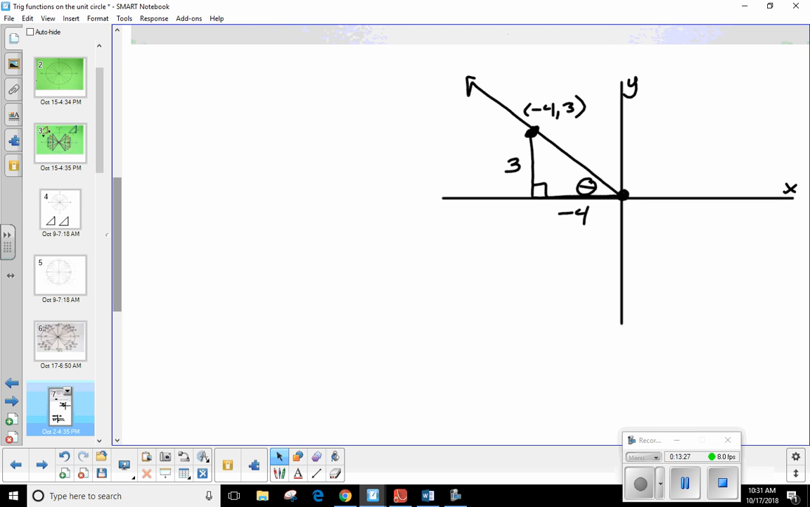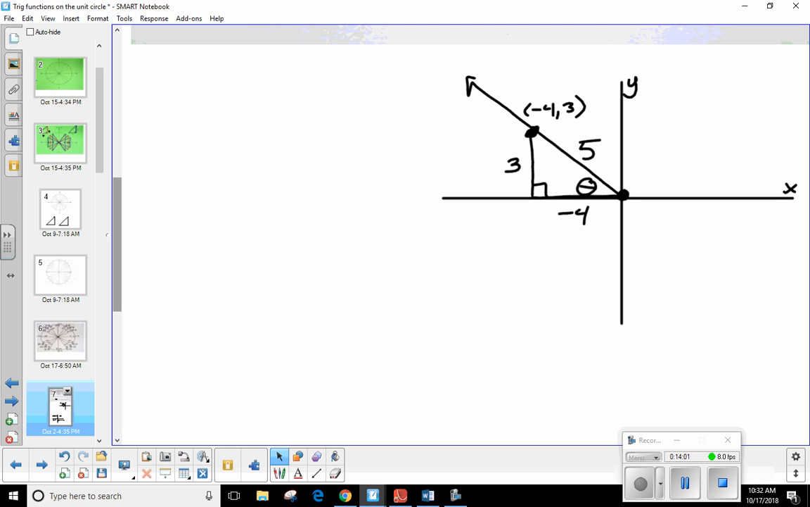Okay. You see how using the point with the terminal side, I'm creating a right triangle. Theta is always going to be placed where the reference angle would be, between the terminal side and the x-axis. Well, this is a Pythagorean triple, so this would be a 3, 4, 5. And if you didn't know that, just use the Pythagorean theorem. 3 squared plus negative 4 squared would equal r squared. Okay. But see, now that I have the 3 side lengths, I can list all 6 of my trig functions.